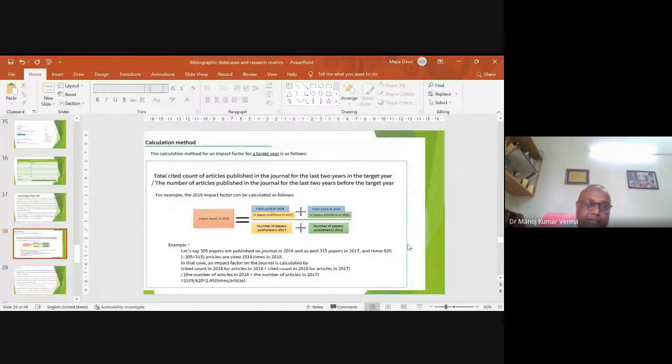The formula is the total citation count of articles published in the journal in the last 2 years before the targeted year, divided by the number of articles published in the journal in those 2 years. Suppose you want to calculate the impact factor for a journal for 2018, then you take the citations to documents of 2017 and of 2016, divided by the number of papers published in 2017 and the number of papers published in 2016. The value, whatever it comes to, will be the impact factor for that particular journal.